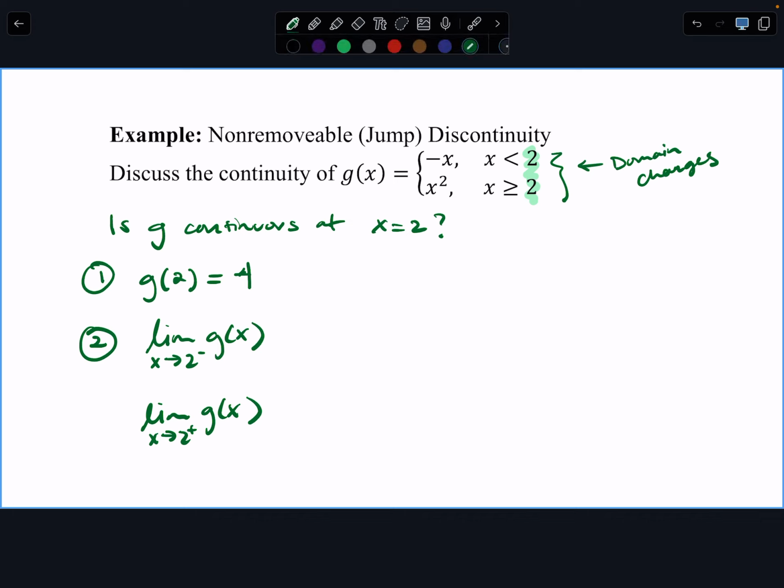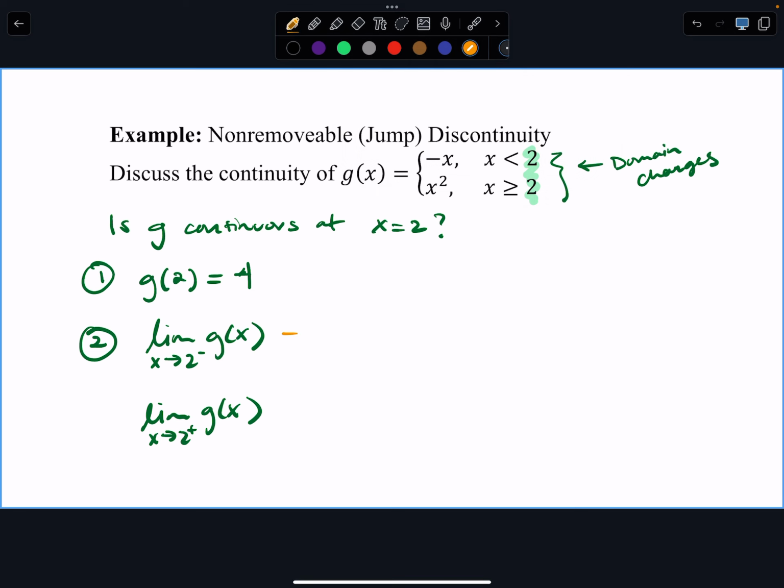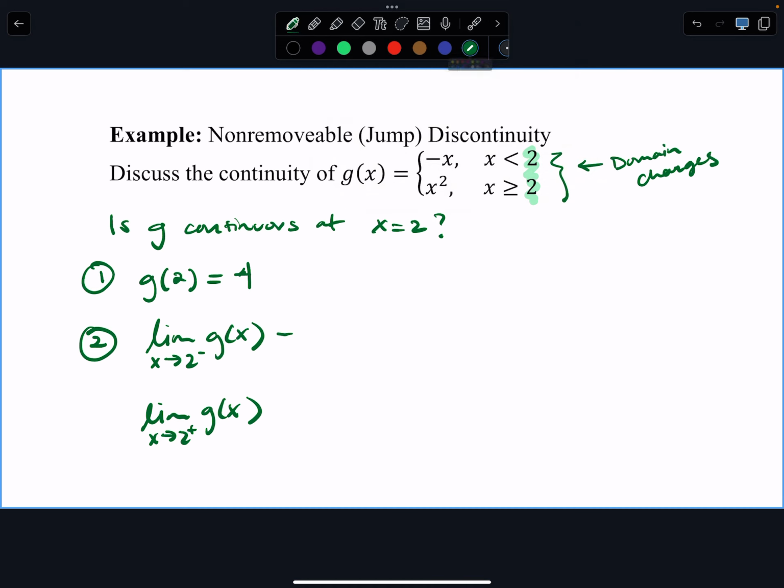If you wanted to, you could say, and this is not required here, I'll use a different color here. You could say that, oh, this limit is equal to the limit of negative x as x approaches 2 from the left, and then show direct substitution, but you don't have to do that. I would actually probably avoid it, just to not actually use incorrect notation. Okay, so we end up with negative 2.